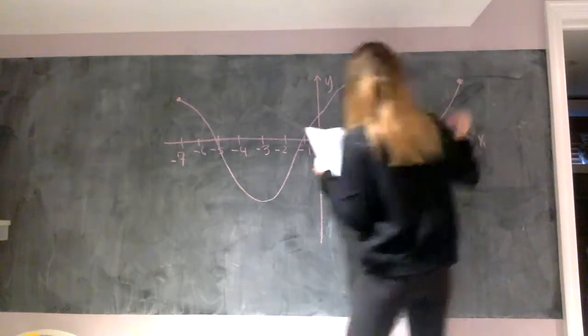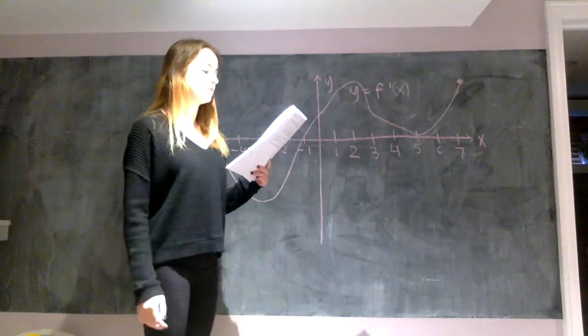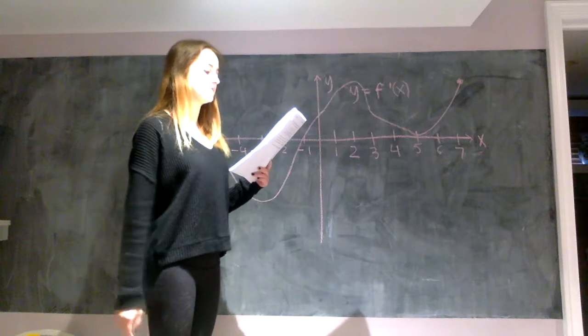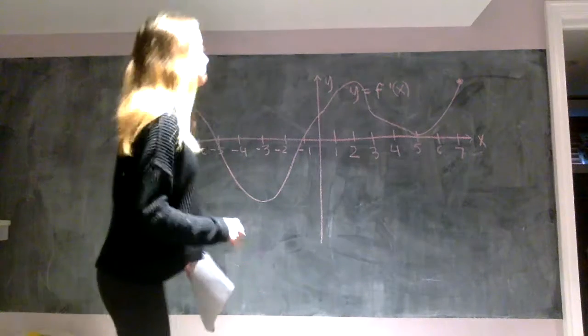Part A of the question states, find all values of x for -7 to 7 at which f attains a relative minimum. Justify your answers. So this graph has two relative mins and max.